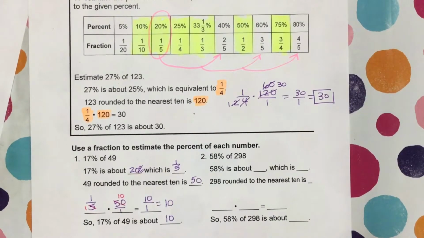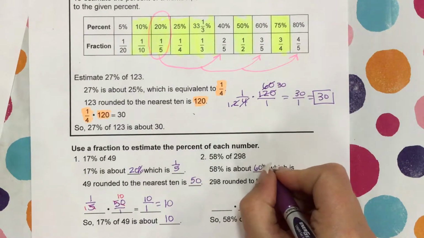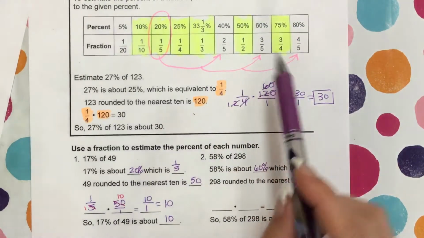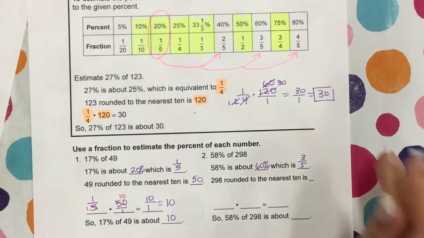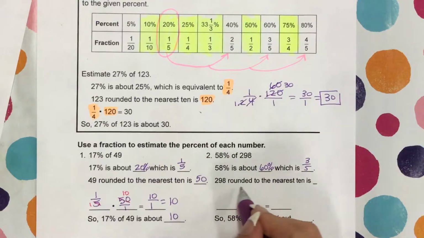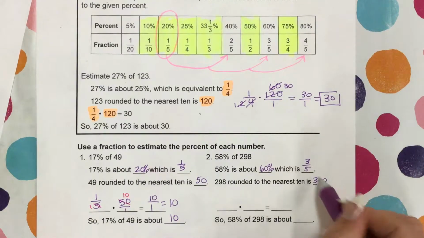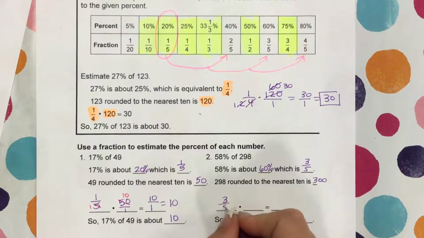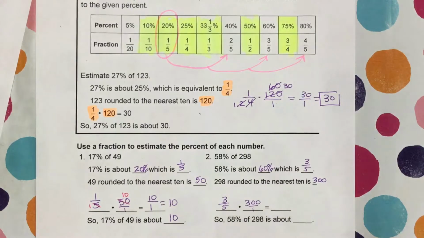It says 58% of 298. Well, 58% is about the same thing as 60%, which, if we go up to our table, 60% is the same thing as 3/5. Okay, and then it says 298 rounded to the nearest 10 would be 300. So if we just take this fraction and this number, and we multiply them by each other, we can find out a pretty good estimate. I'm going to make it 300 over 1.